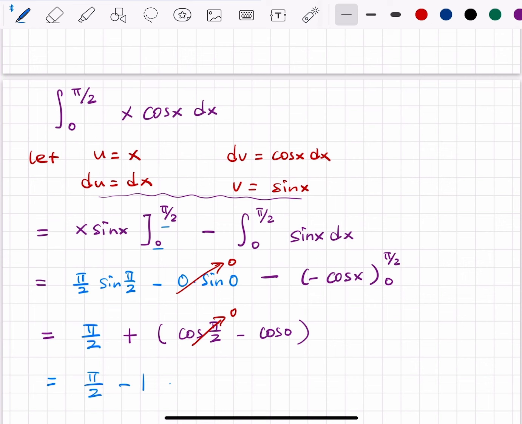And you can get decimal numbers. The decimal number is going to be pi over 2 minus 1, which is roughly 0.571. But either answer will be fine, pi over 2 minus 1 or 0.571.